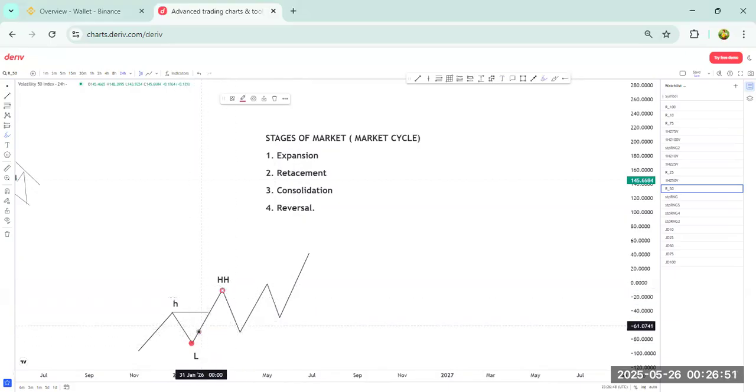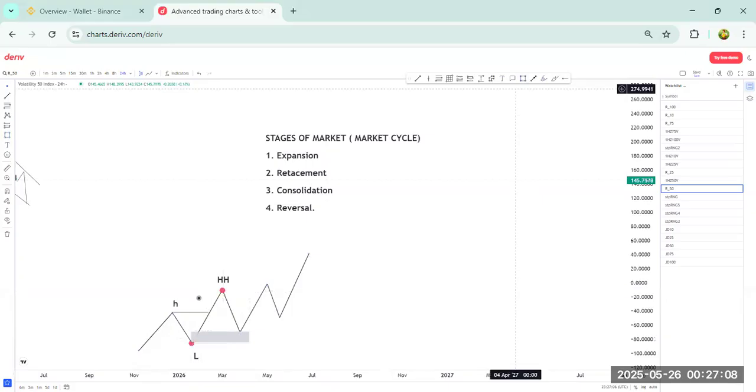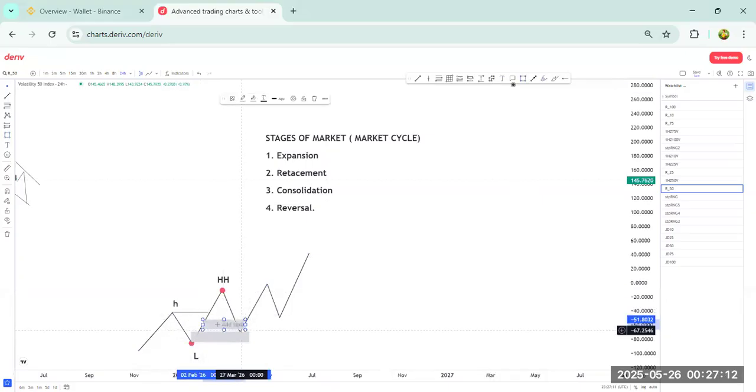So let's just say within this impulsive leg, your point of interest would be a demand zone somewhere here, that you are waiting for price to retrace into. Or it can be a fair value gap or a breaker block or any of it that you use to take your trades, or a simple break and retest.